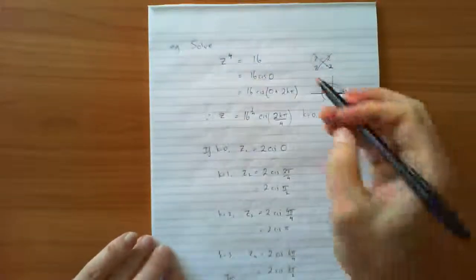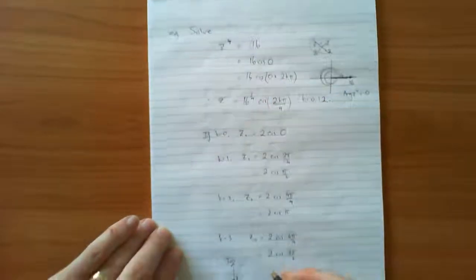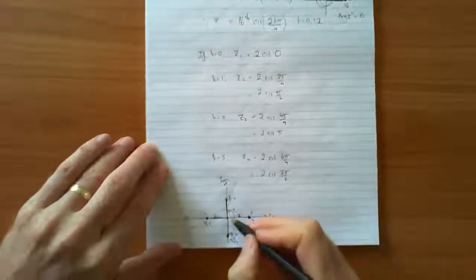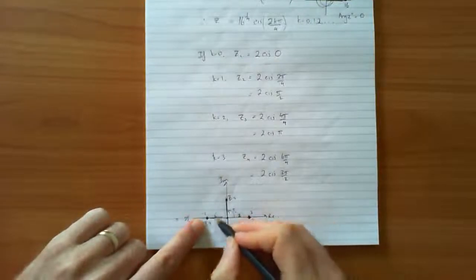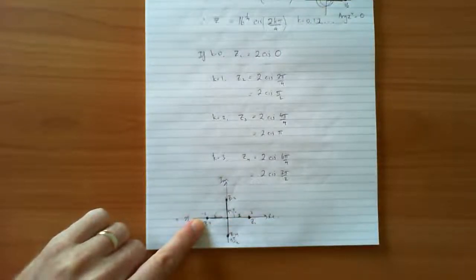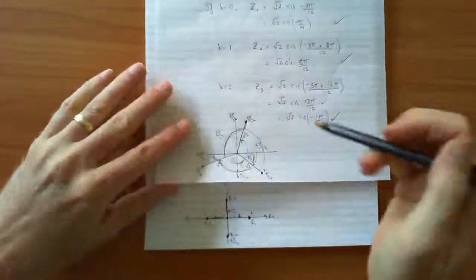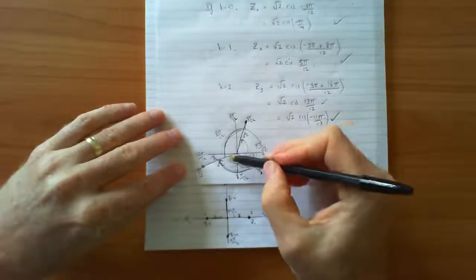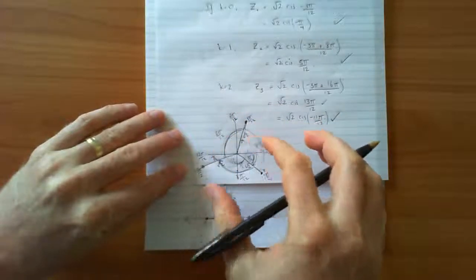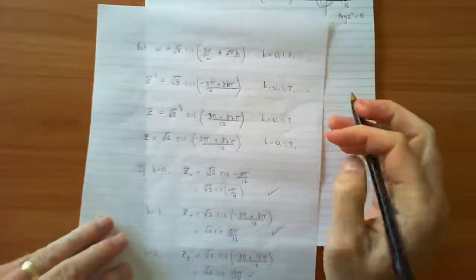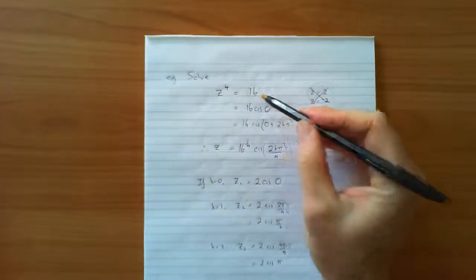Something interesting to note is that because this is a real number, the solutions are symmetrical about the real axis. You might remember in the previous example we looked at, the solutions were equally spaced, but they were slightly twisted. That's because in the original question we had a complex number here rather than a real number.